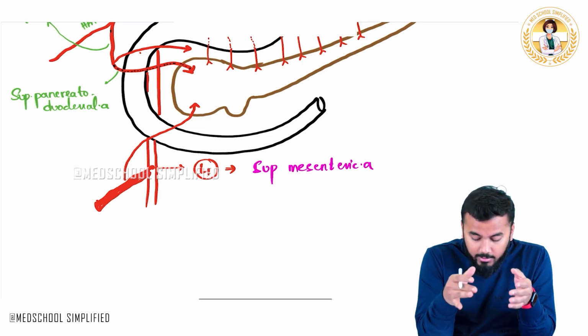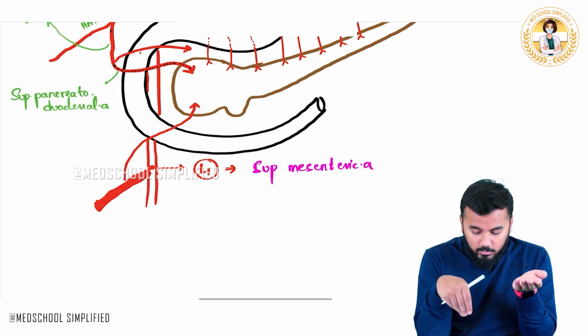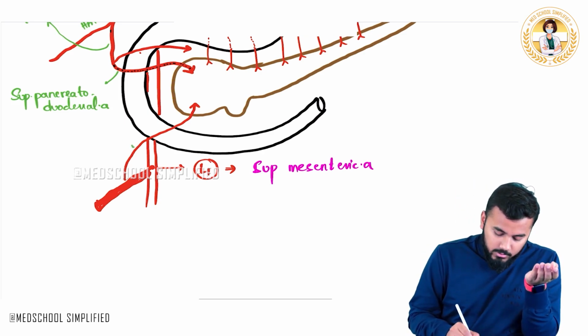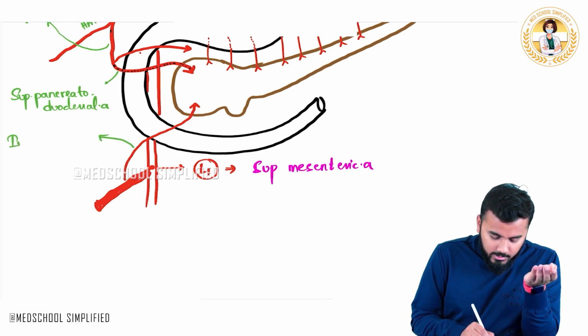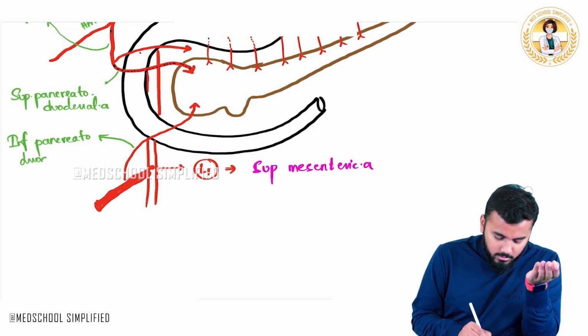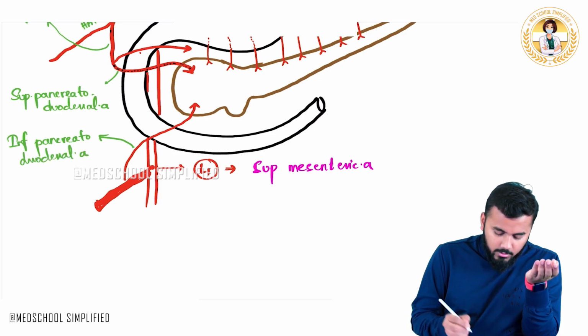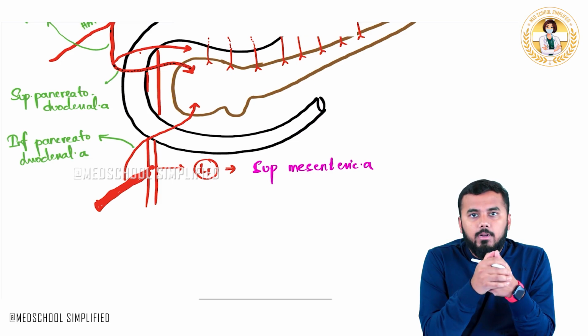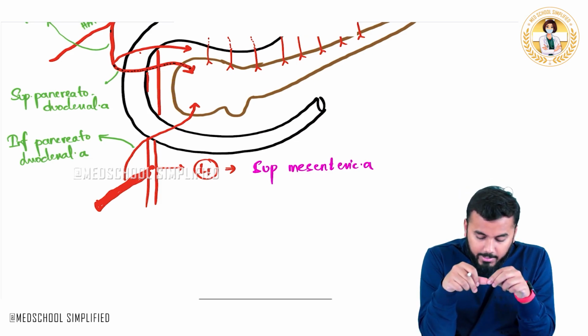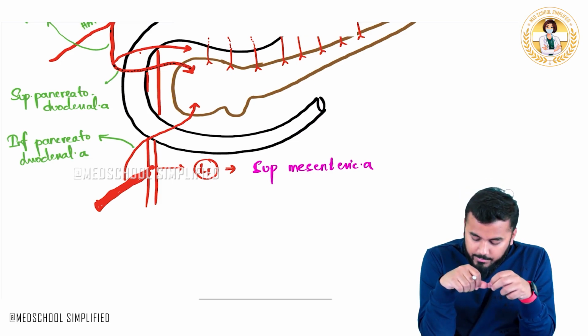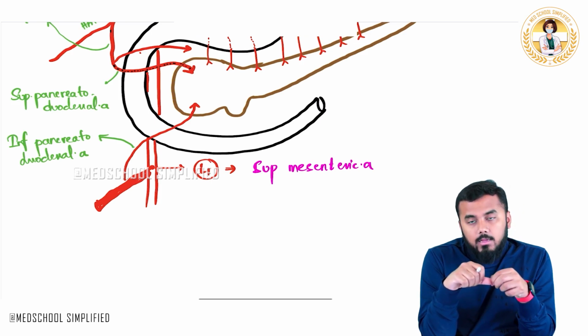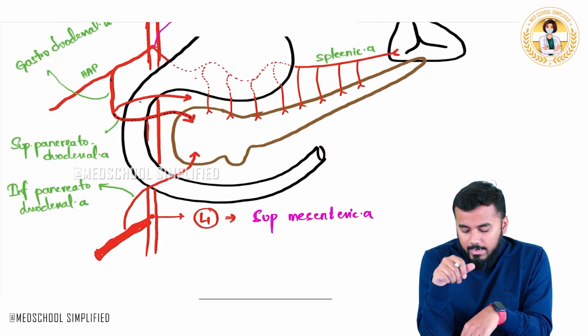But pancreatoduodenal artery, which one? One was superior, now this will be inferior. So this is called the inferior pancreatoduodenal artery. Inferior pancreatoduodenal artery, right? So the inferior pancreatoduodenal artery is a branch of the superior mesenteric artery. Clear?